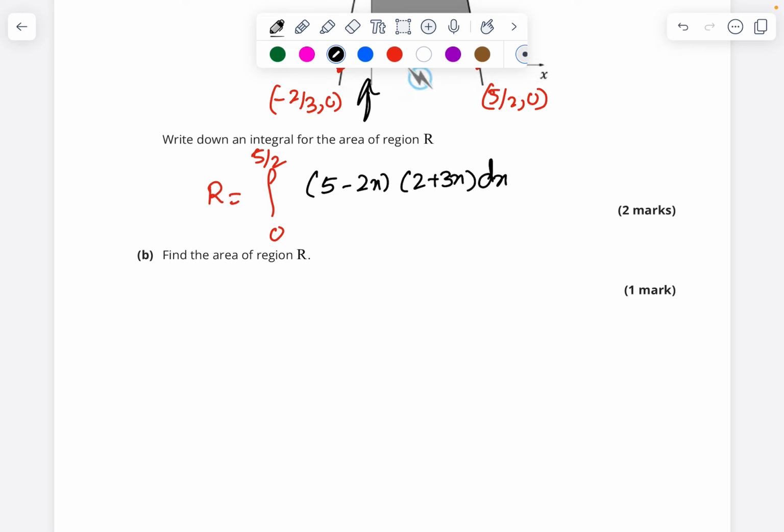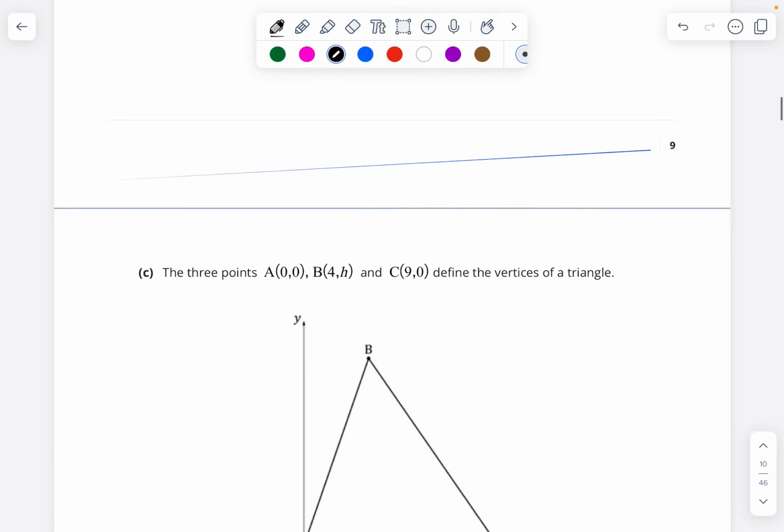Find the area of R. Now, what is that? Use the GDC. So to get that answer, 225 by 8 unit square. That's going to be the answer.